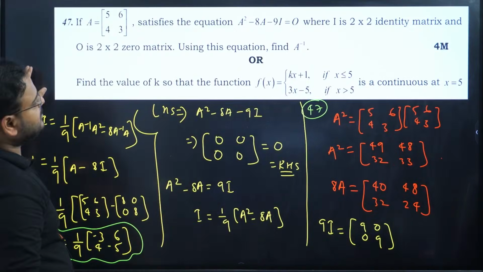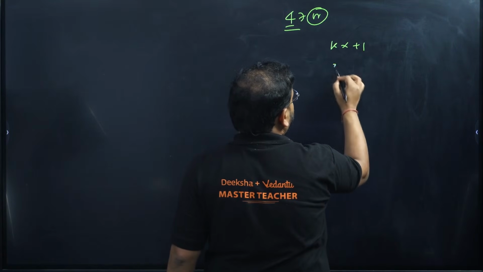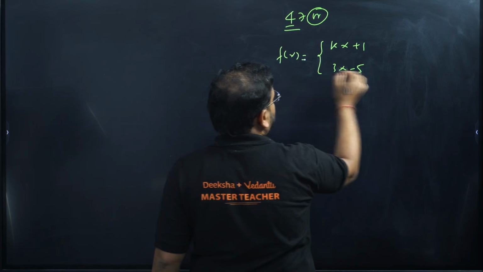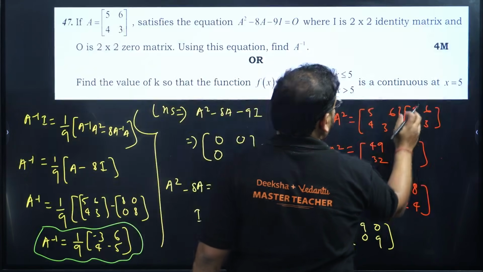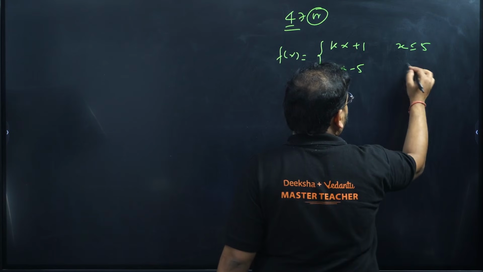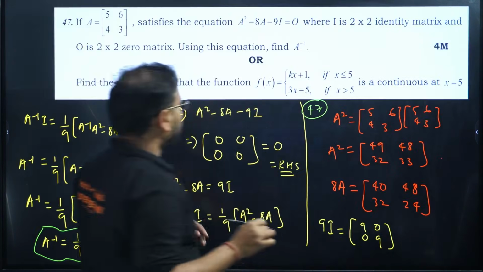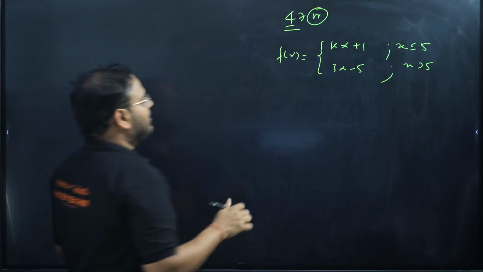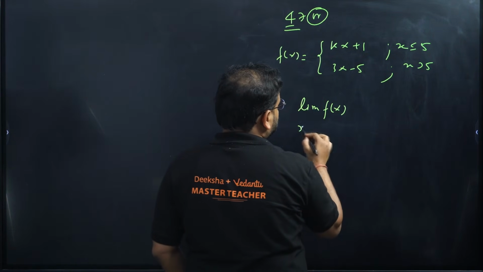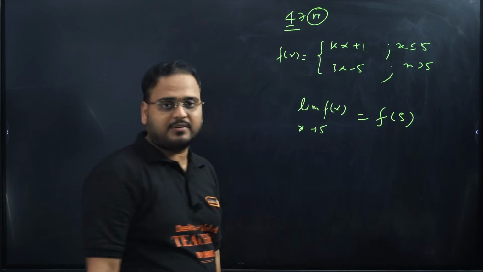We have kx plus 1, 3x minus 5. f(x) for x less than 5 and x greater than 5. What are the given? It is continuous at 5. Continuous means the limit of the function f(x) when x tends to 5 will be equal to f(5). This is the meaning of a continuous function.